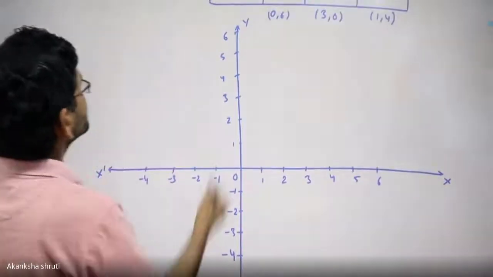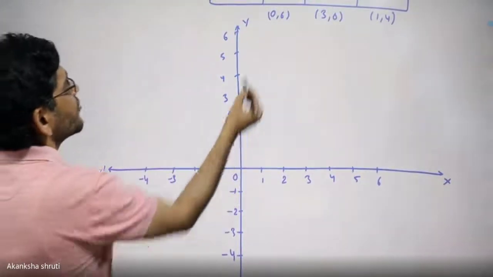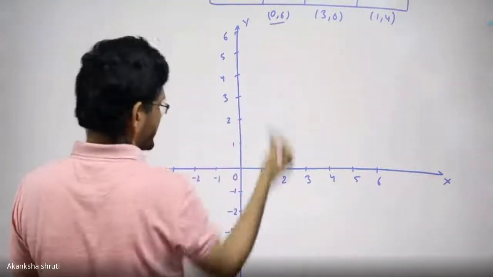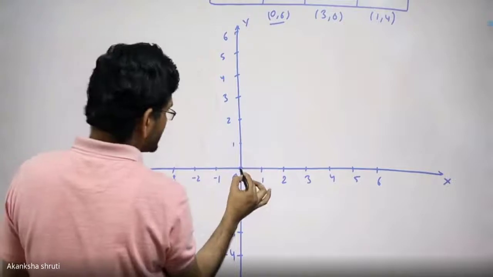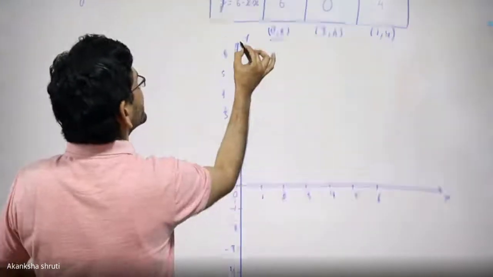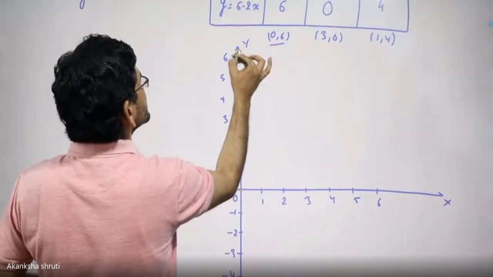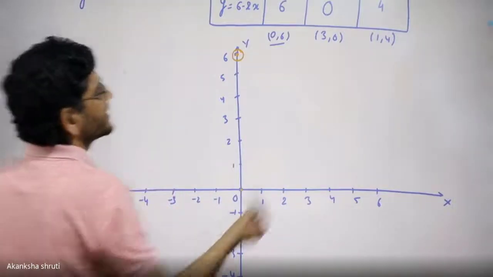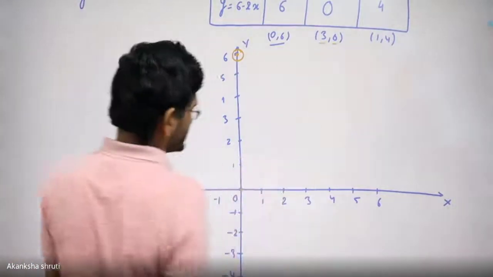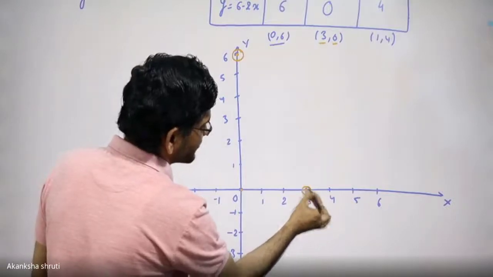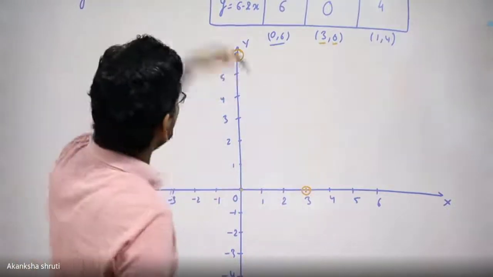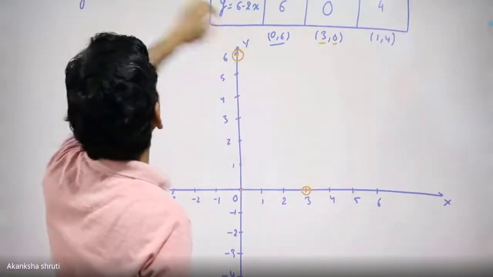Student, after this we need to plot these points. One is x is equals to 0, y is 6. Means x is 0, y is 6. It is directly this point, student. Okay. Another, x is 3, y is 0. So x is 3, no value of y, means it is on the x-axis. So just by knowing these 2 points and joining, we can get it.